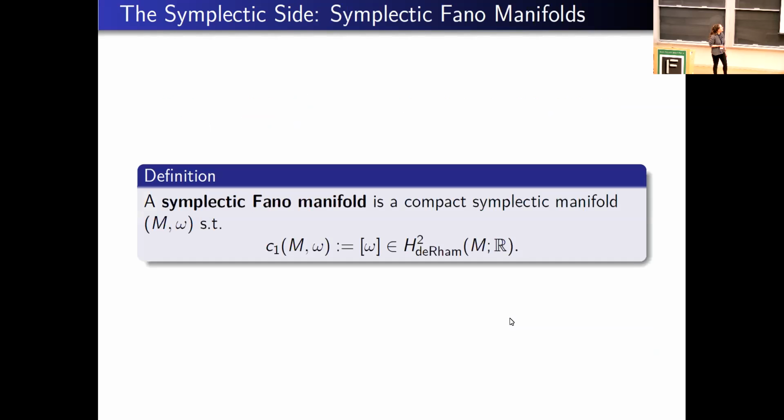And so I want to define the next, symplectic Fano manifolds. So in this talk, a symplectic Fano manifold is a compact symplectic manifold such that the first Chern class is equal to the class given by the symplectic form in the second de Rham group.